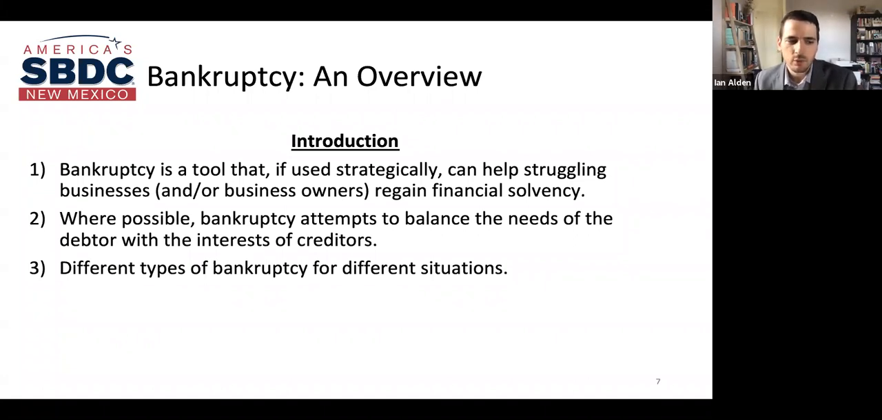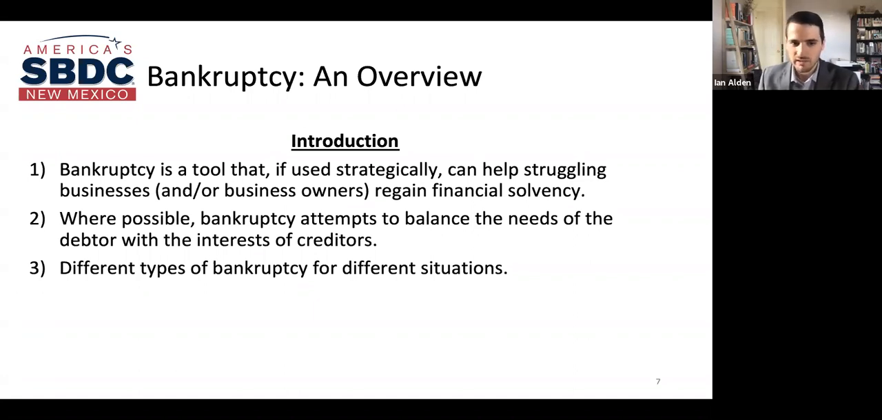Bankruptcy is a tool that tries to balance the needs of the debtor with the interests of their creditors. So it's not a tool where you can just say, I declare bankruptcy, in the style of The Office, and throw up your hands and the creditors walk away with nothing. It's very often the case that the creditors are going to get at least partial repayment, if not full repayment, through the bankruptcy. So it's not as simple as walking away from your debts, but it does let you, in many cases, cram down, write off, or discharge altogether a lot of debts.